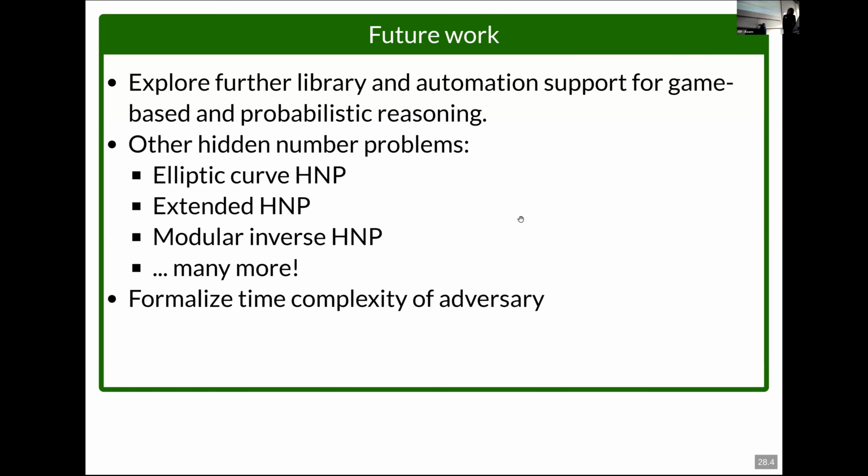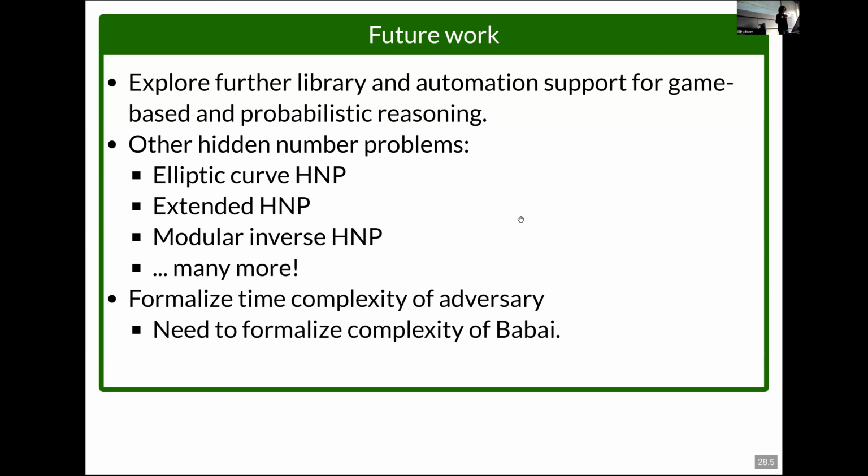Also the time complexity. I mentioned briefly that we want the adversary to run in polynomial time. Actually, we don't formalize the complexity. So this would be reasonable future work. In particular, we would need to formalize the complexity of Babai's algorithm, right? That's the main component of the adversary. Luckily, the LLL entry does formalize the complexity of LLL. So this is a reasonable goal. It would still take some work, but it's definitely doable. This gap needs to be filled.